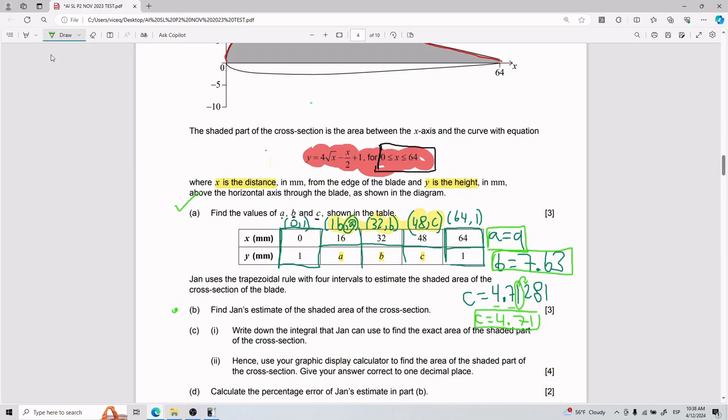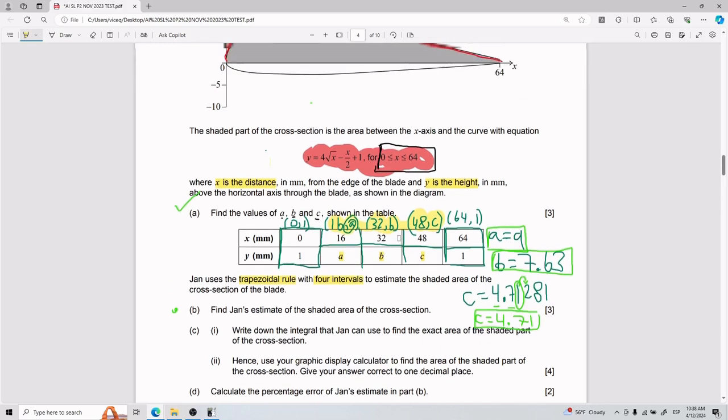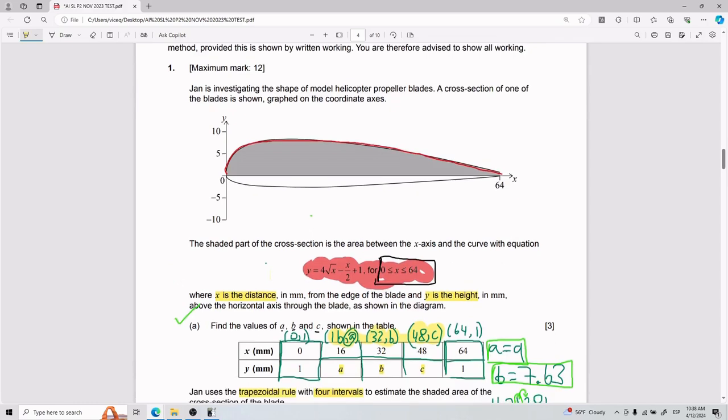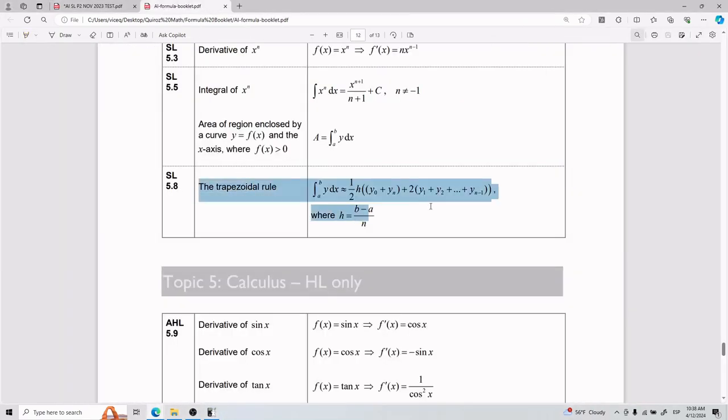For part B, they first tell us that Jan uses the trapezoidal rule. Here we go again. With 4 intervals to estimate the shaded area of the cross section of the blade, and to find Jan's estimate of the shaded area of the cross section using the trapezoidal rule. Now, the trapezoidal rule, if you open up the formula booklet, you're going to find this. And you're probably going to look at this and say, man, what am I looking at?